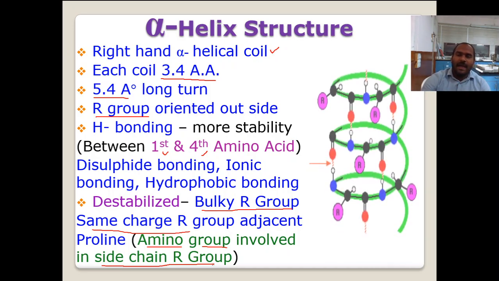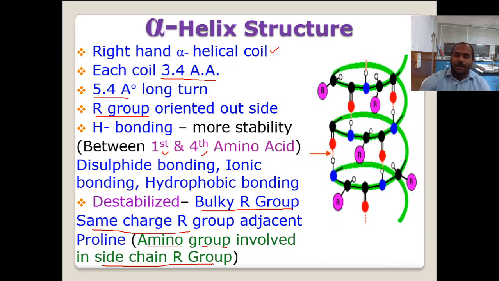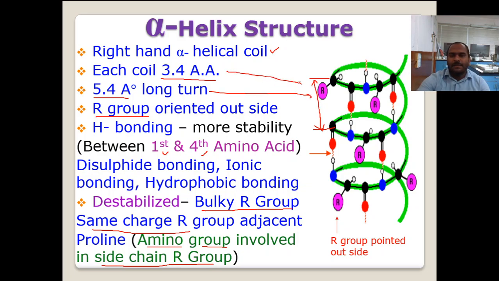Now let's consider the actual structure of an alpha helix. Here you can see there is hydrogen bonding. These R groups are pointed outside. Suppose we consider this turn and this turn. The distance between these two is 5.4 angstrom, and in between these there are 3.4 amino acids.